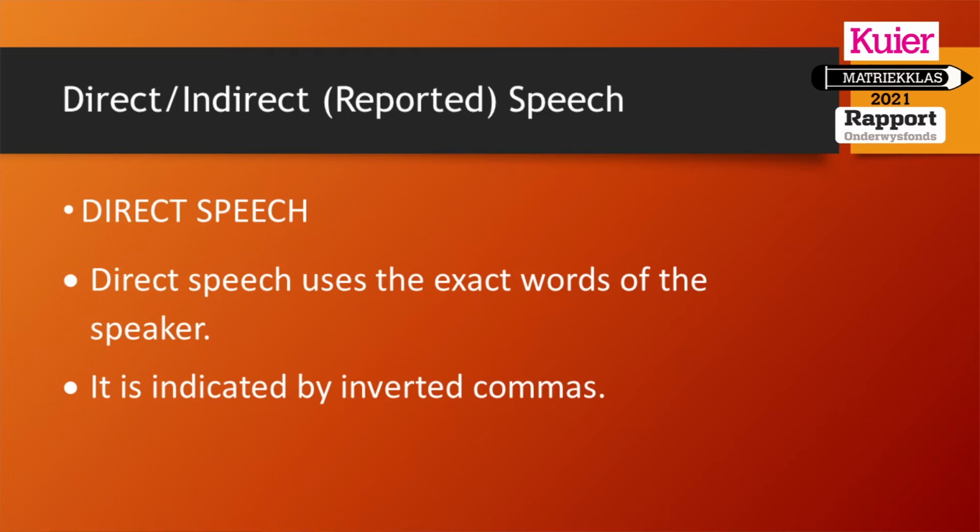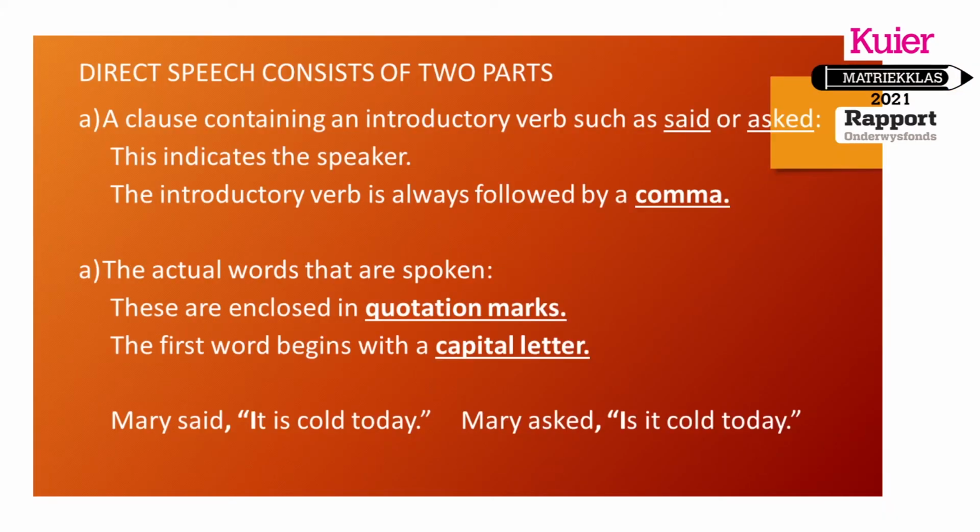Okay, right. Let's look at direct speech in its two parts. Okay, now very important, it tells us there's a clause containing an introductory verb such as said or asked. Okay, now obviously said or asked could also become says or asks, depending on the tense of the sentence. This indicates the speaker. So John said, Mary said, Peter said, etc. Right? We've got that. The introductory verb is always followed by a comma. So they are giving us instructions exactly how it must be done. John said, comma. Right? Then, the next part says, the actual words that are spoken. These are enclosed in quotation marks.